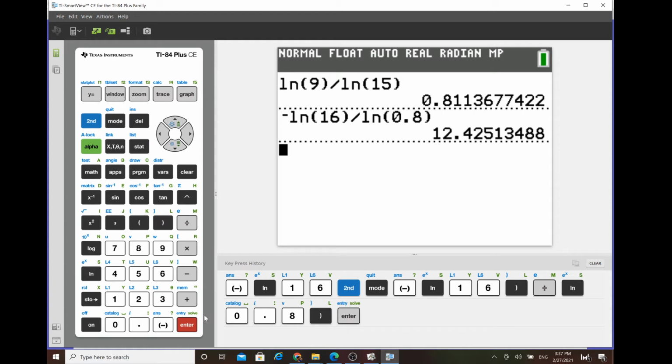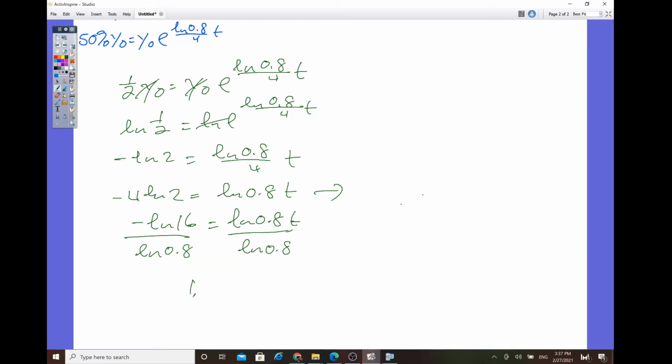Okay, so eventually it takes about 13 days. Because this one you want to round it up. It's about 12.425. You don't want to round it down, then that won't be exact. So it takes about 13 days. So t equals 13 days.